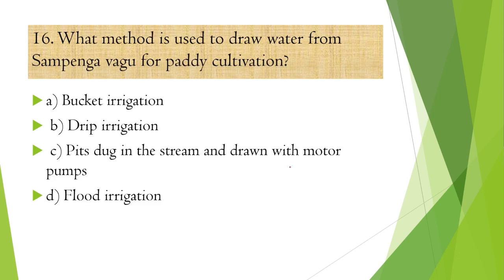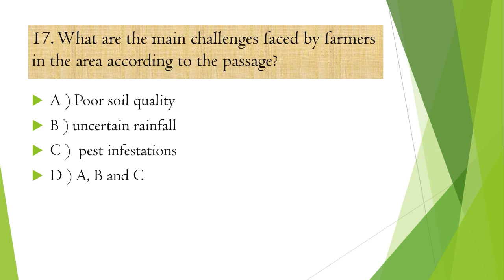What method is used to draw water from Sampenga Vagu for paddy cultivation? So mainly when we are going to the villages, we see that most of the motor pumps are just placed there, and they dig pits in the streams, and then they draw the water from there. So that is the reason C is the correct answer. The pits are dug in the stream and water is drawn with motor pumps.